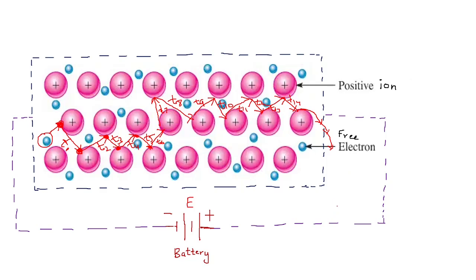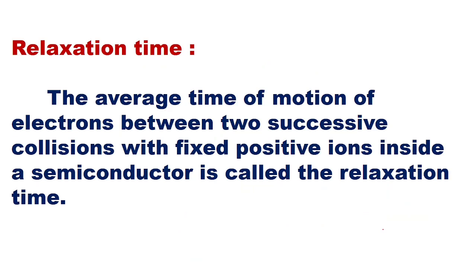Now if you take the average of these, for example T1 plus T2 plus T3 plus dot dot dot T14 upon 14, this average will be the relaxation time. So here you can see the definition of relaxation time: the average time of motion of electrons between two successive collisions with fixed positive ions inside a semiconductor is called relaxation time.